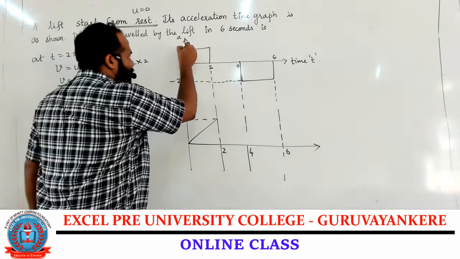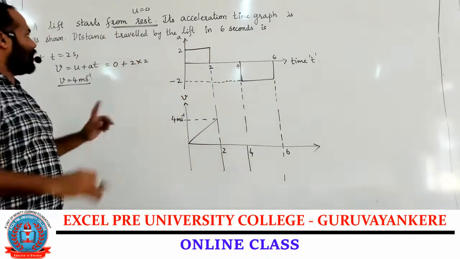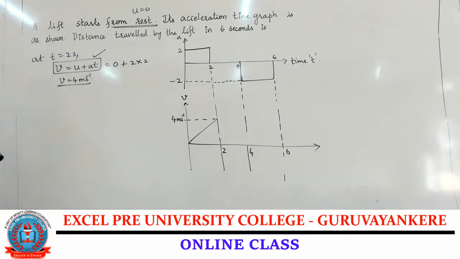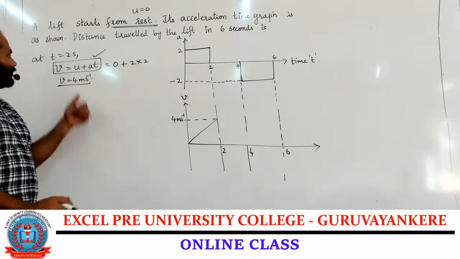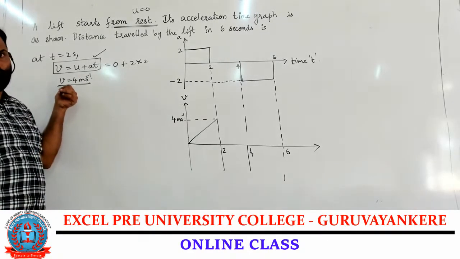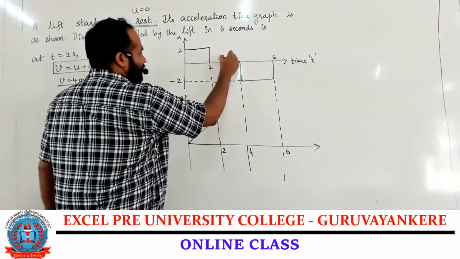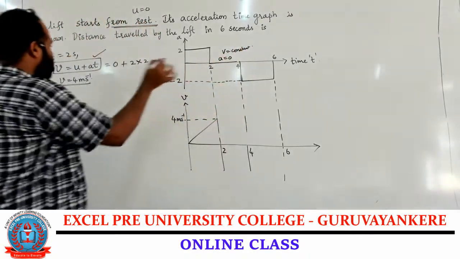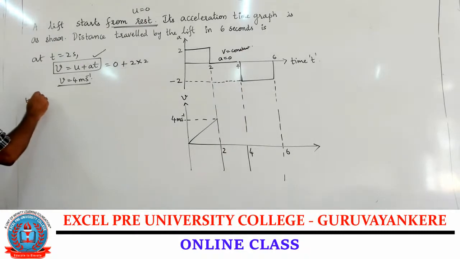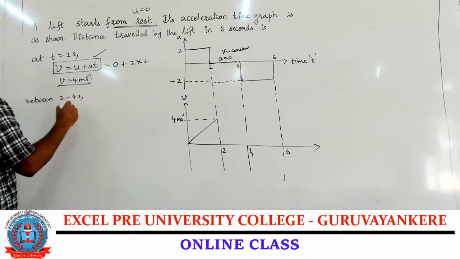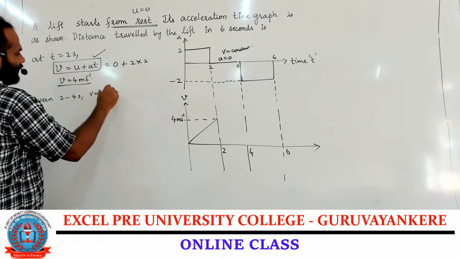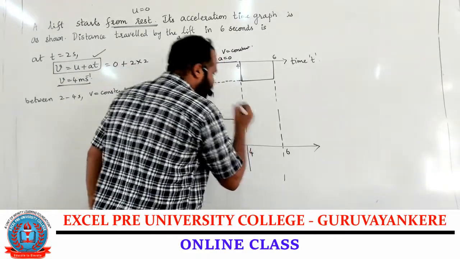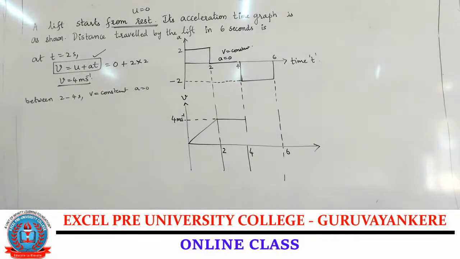Since acceleration is constant throughout, for a constant acceleration this equation I can use. This is a valid kinematic equation. Correct? Okay. So, at the end of 2 seconds, velocity is 4 meter per second. Here now, acceleration is 0, which means velocity should be constant. Between 2 to 4 seconds, velocity should be constant as acceleration is 0. So it should remain 4 only.